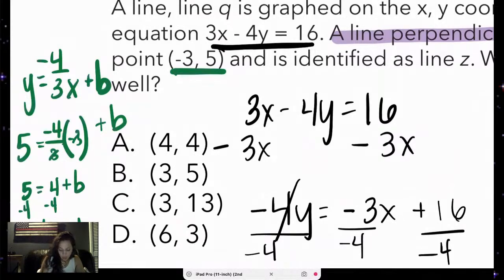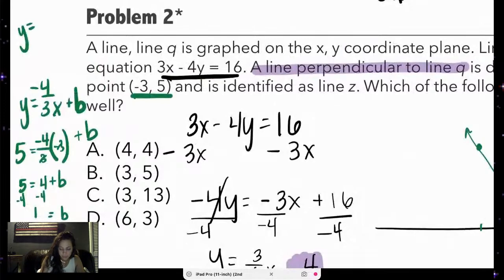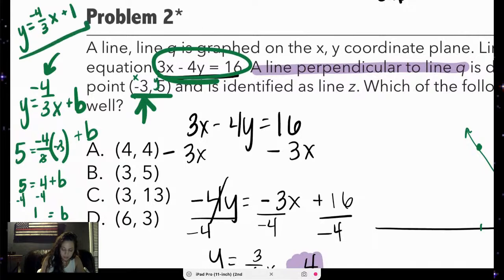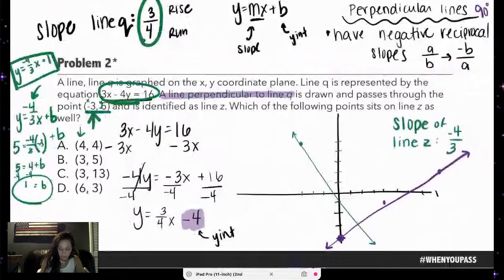Now, I know the line perpendicular to this line, because of this slope, that passes through this point, because I plugged that x and that y into my xy, gives me this equation, -4/3x plus 1, because I solved for b. Now, I can take any of these x points and plug it into my equation that I just found to see which point makes most sense.